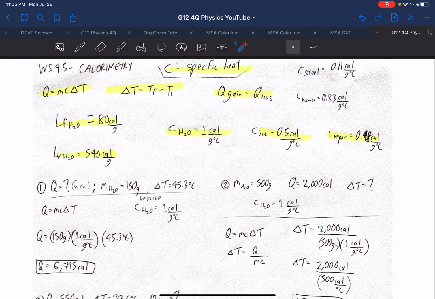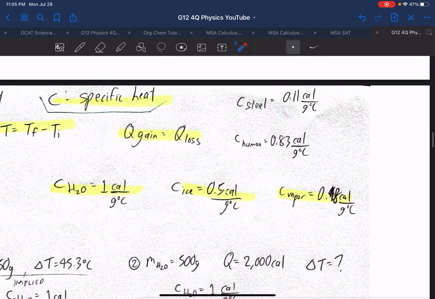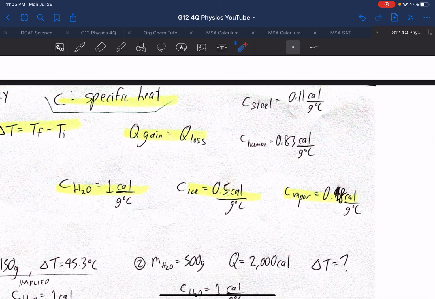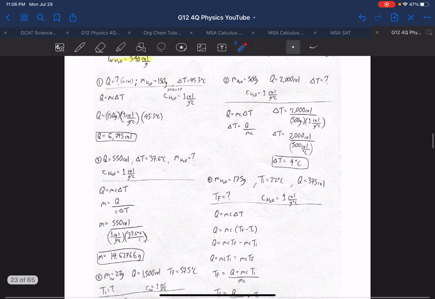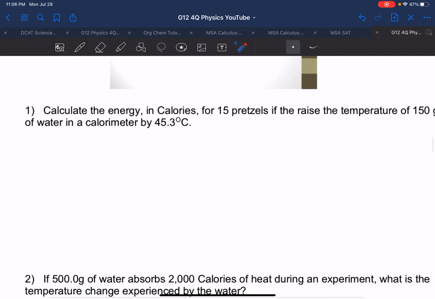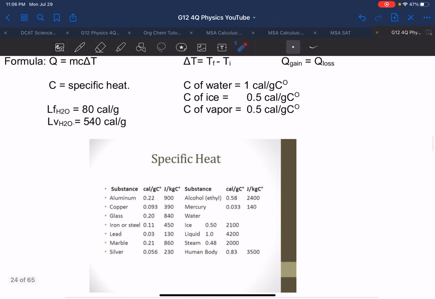So Q is equal to MCAT. I've already mentioned these formulas earlier. By the way, for C, that is specific heat, I also mentioned that earlier, but just to add to that information, the specific heat of steel is 0.11 calories over grams times Celsius. The specific heat of a human is 0.83. Okay, this is the actual list.